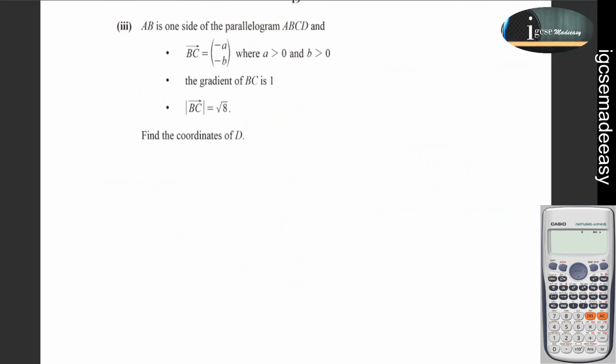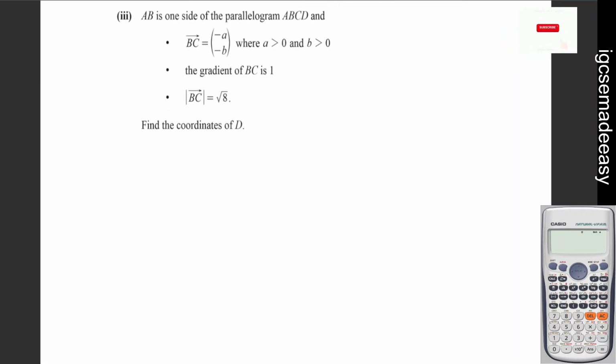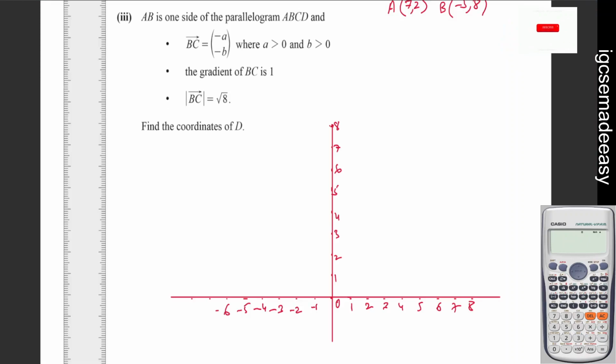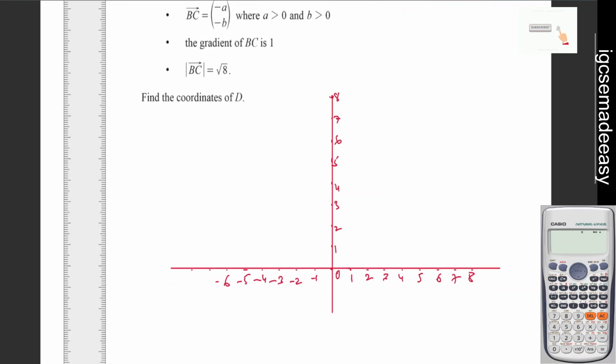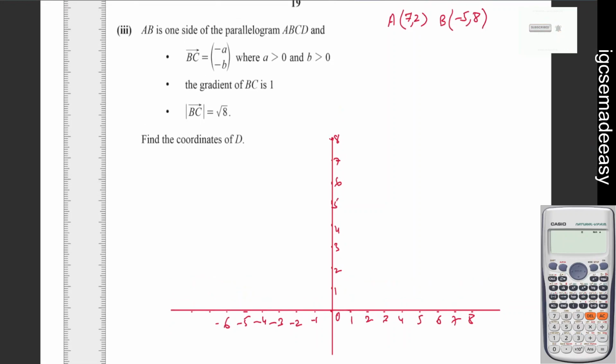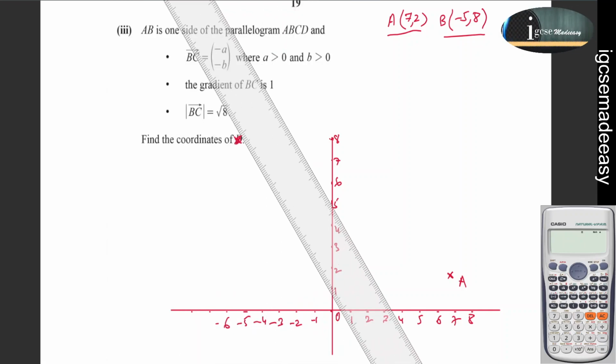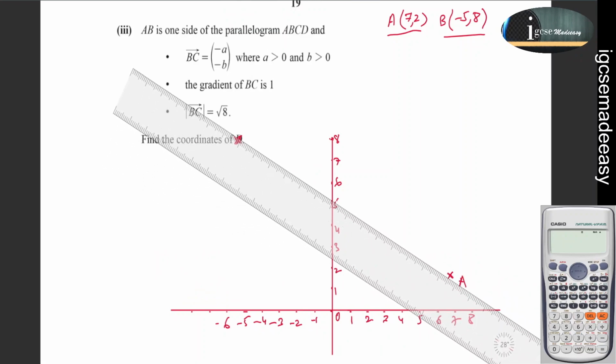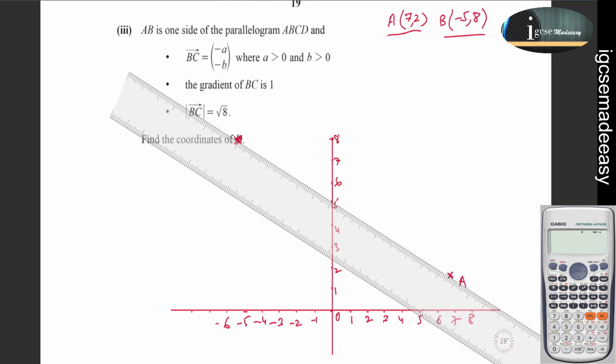Part 3. For this question I'll be drawing a graph for you. I just plotted this graph for you. Let's find out using the graph. The points A and B we already got from the previous question. Point A is 7 comma 2, so 7 comma 2 will be somewhere here. That is point A. And point B is minus 5 comma 8, so minus 5 comma 8 will be somewhere here. If I join this, I'll get line AB, right?